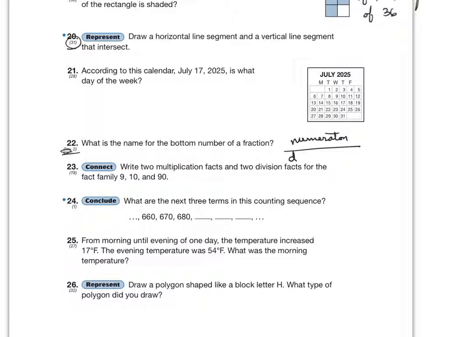24. Ooh, all you need to write down are these three numbers right there. And that's good enough for this one. We've got 660, 670, 680. The next one is, I think you guys got it.